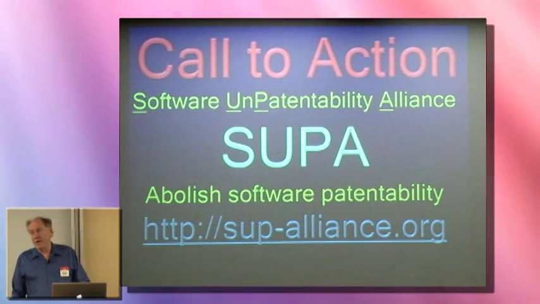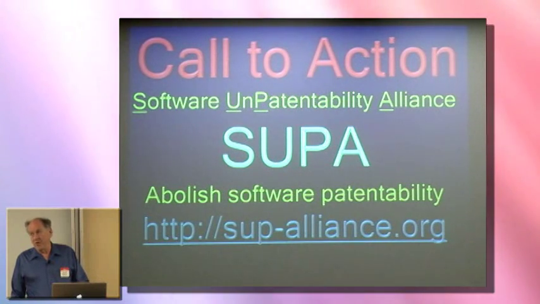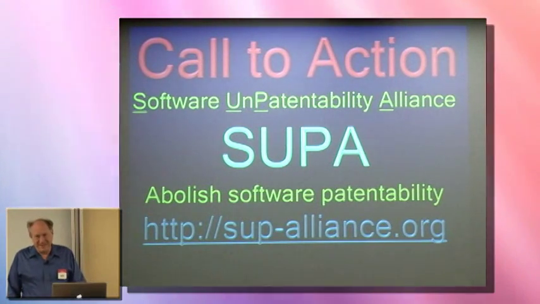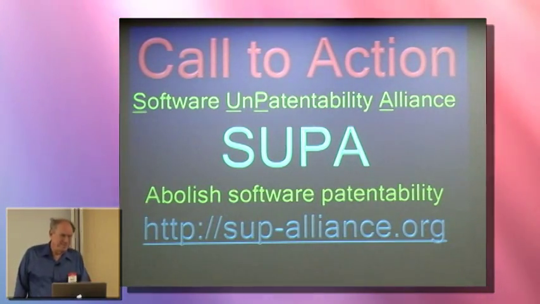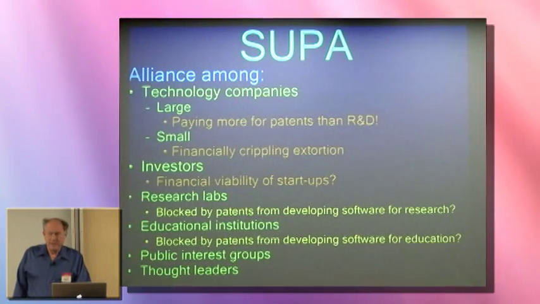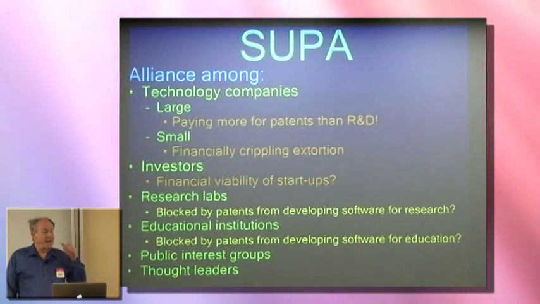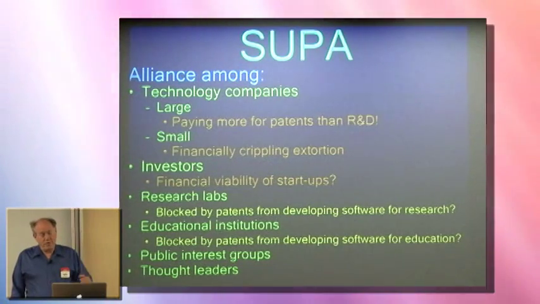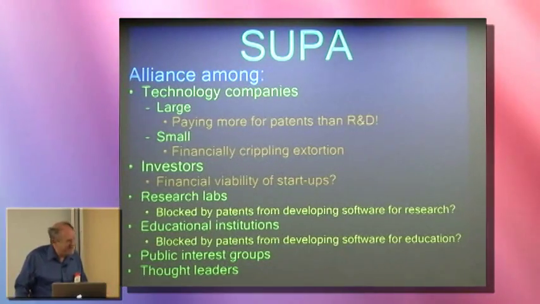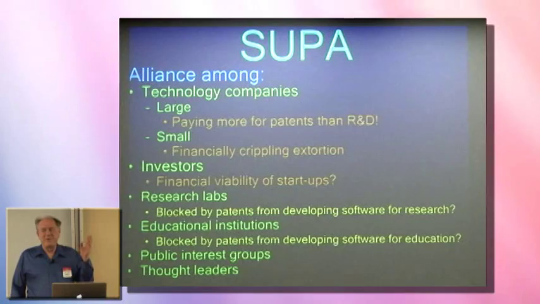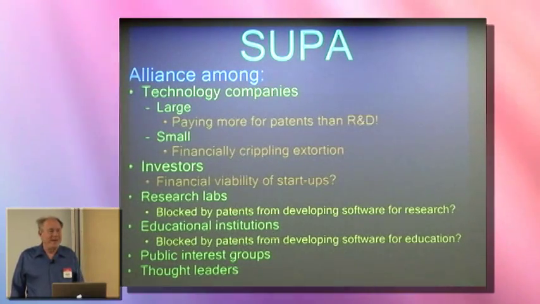if you're a platoon in Vietnam, right, if you're still in Vietnam, you don't lay down your arms and say, shoot me. You may have to fight your way out, but the idea is to get out. So that's the idea of SUPA. And here are the intended allies. They're the technology companies, okay? Well, if you're paying more for patents than R&D, what business are you in? And if there's a swarm of mosquitoes that is eating up your management time, right?